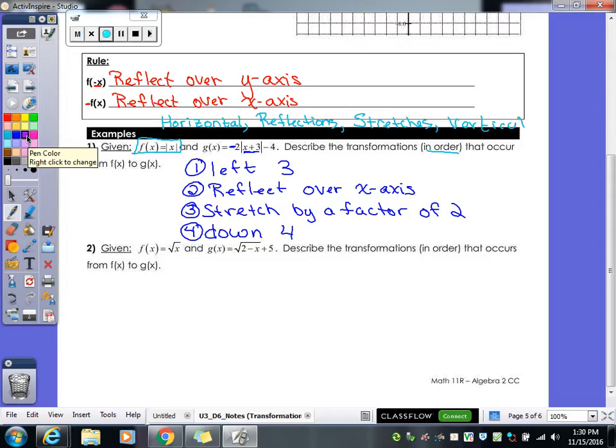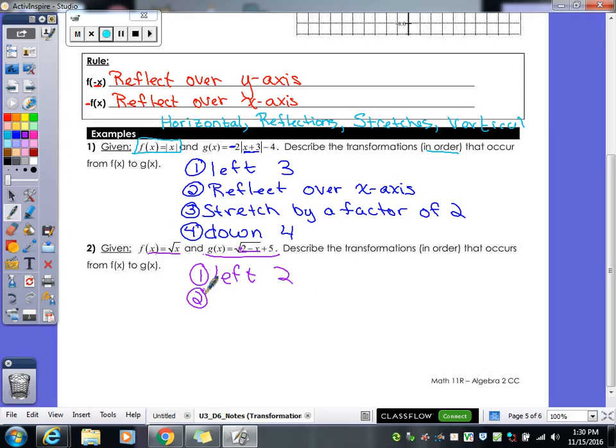Let's try another one. So again, we have our parent function, square root of x. They gave us a new function. They want us to describe the transformations in order that occur from f of x to g of x. Okay, so again, I'm going to go through my order. Do I have a horizontal shift? Do I have a number in there with my x? Yes. Now keep in mind, this is a positive 2. So which way does that move? Left. So we have a horizontal shift left 2 units.